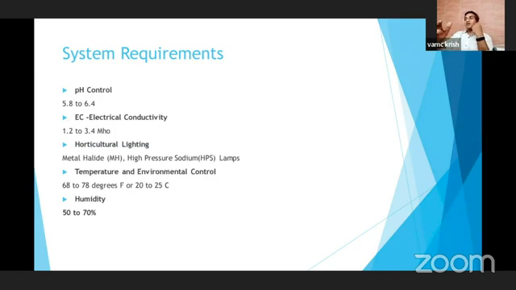Then EC, electrical conductivity. This also depends on the crop. For leafy crops it doesn't need to be that high, like 0.8 to 1.8, and depending on the level we can increase it. For tomato, capsicum, cherry tomato, and cucumber, we start at 1.2. Again, for vegetative growth, flowering time, and fruiting time, we can increase our EC up to 3.4.